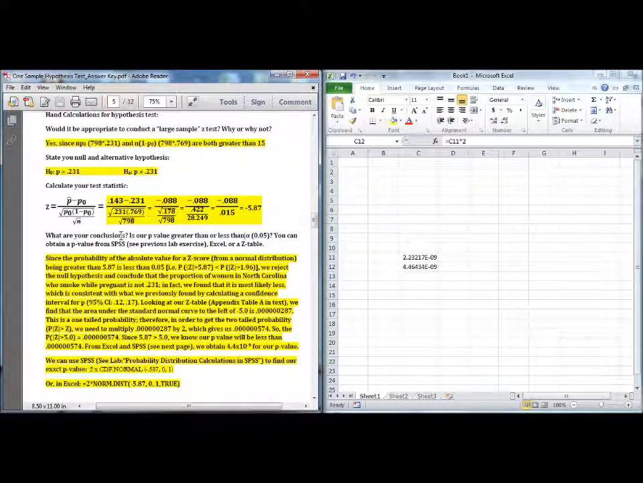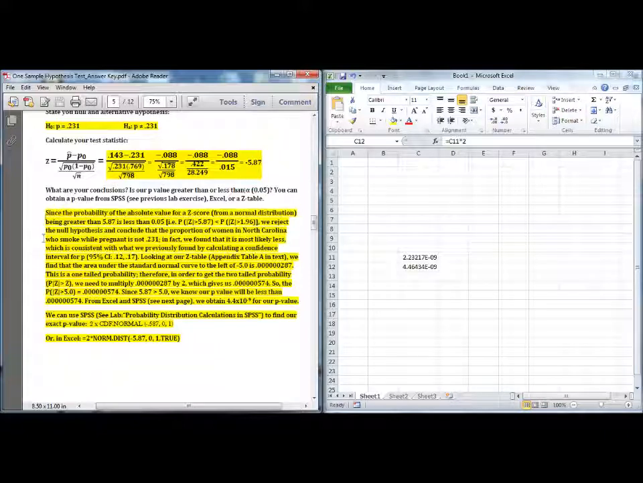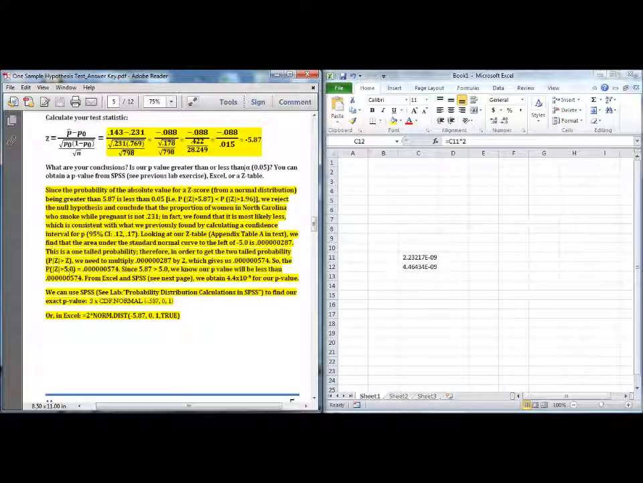So now, what are your conclusions? Is your p-value greater or less than alpha 0.05? So remember, we're getting the probability of the absolute value of a z-score of 5.866 or 5.87 rounded off because it's a two-tailed test. And we found out that our exact p-value was 4.46 times 10 to the negative 9th, so it's well below our value here.